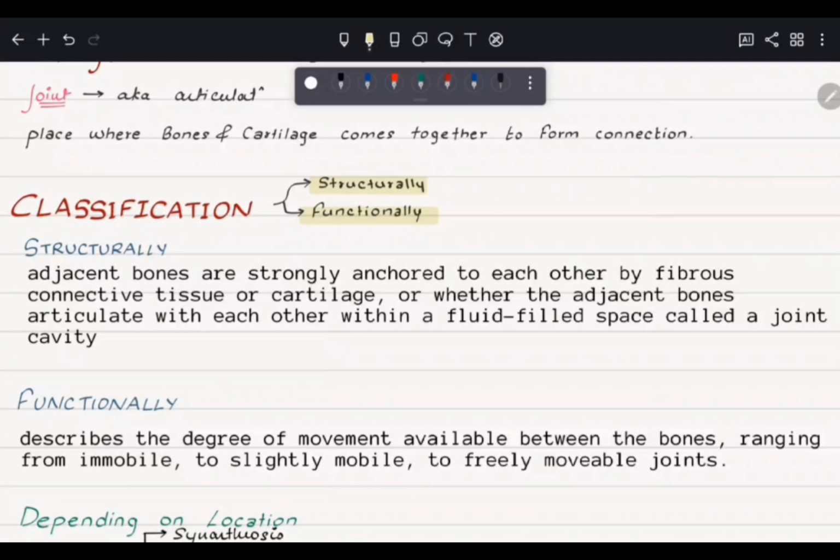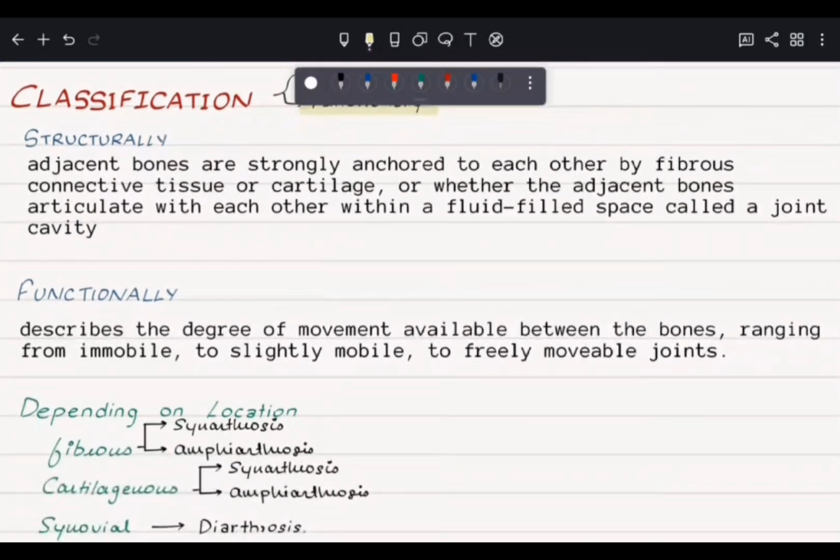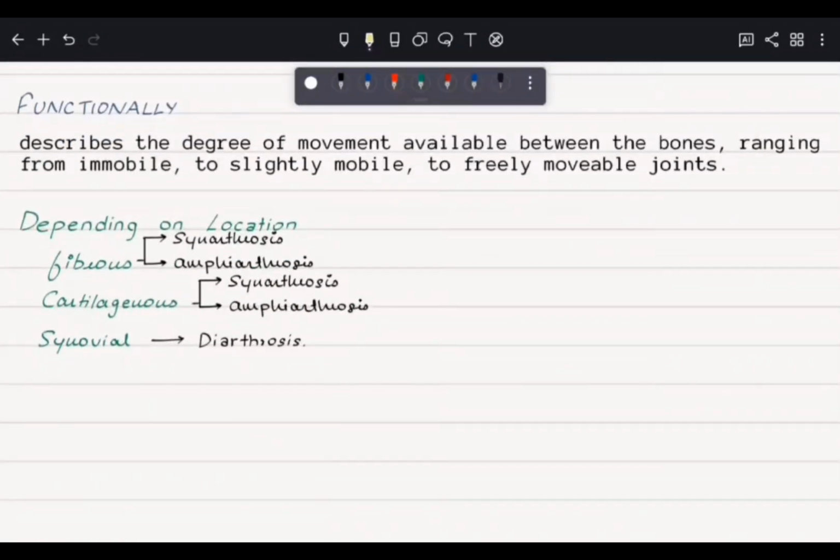Structural classification: the adjacent bones are either strongly anchored to each other by fibrous connective tissue or cartilage, or the adjacent bones articulate with each other within a fluid filled space called the joint cavity. Functionally, it describes the degree of movement available between the joints, ranging from immobile to slightly mobile to freely movable joints. Depending on location, they are classified as fibrous, cartilaginous, and synovial.